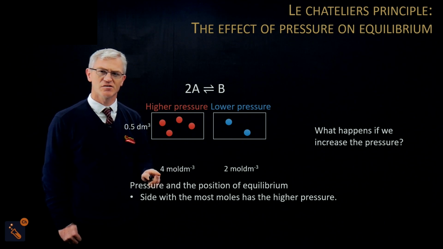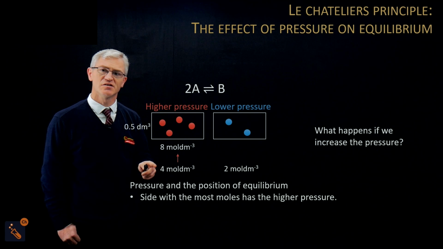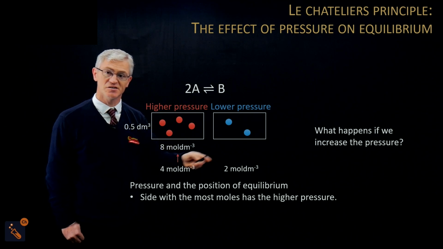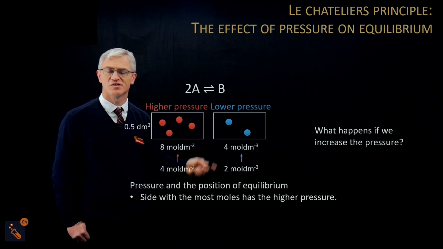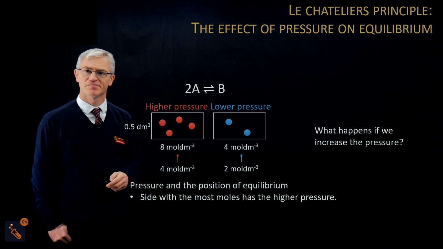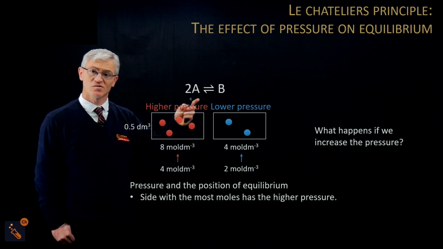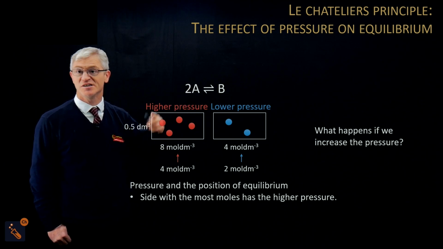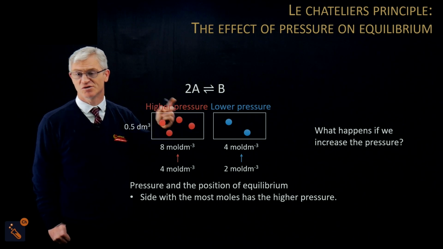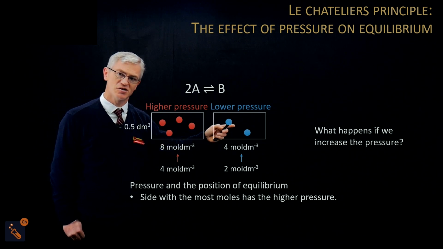So now think about it. What's the concentration here? The concentration is now 4 moles in half a decimeter, so it'll be 8 moles in a full decimeter. It's now 2 moles in half a decimeter, which would be 4 moles in a full decimeter. Okay, so we can still see here that the side with the most moles, as in the stoichiometry in the equation, will have the highest pressure if the equilibrium goes to that side and we just produce A. Okay, so this is your higher pressure side and this is your lower pressure side.